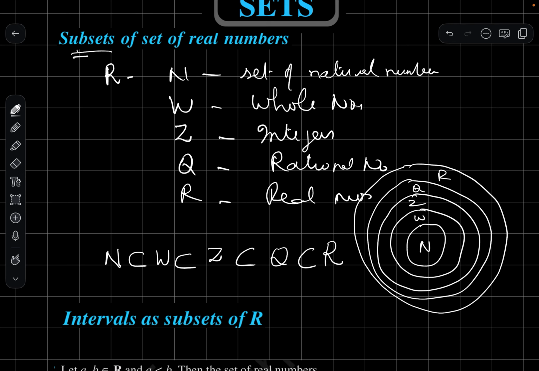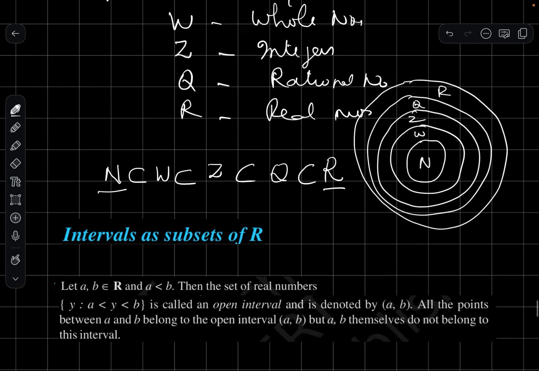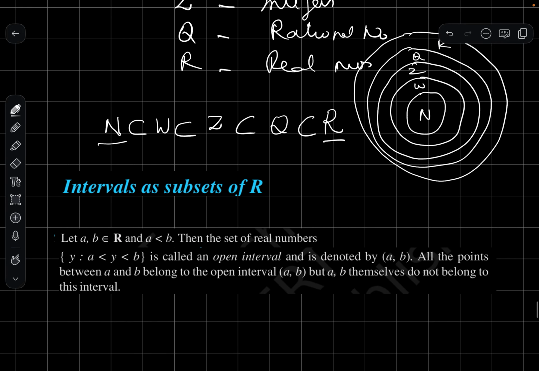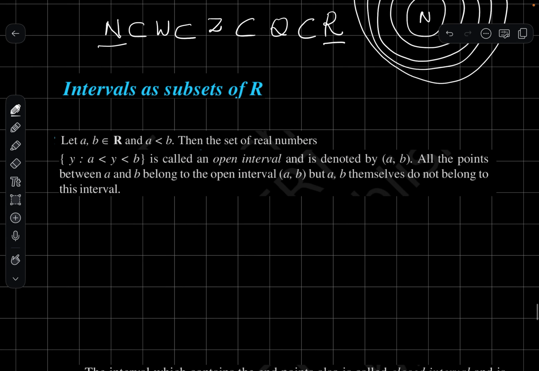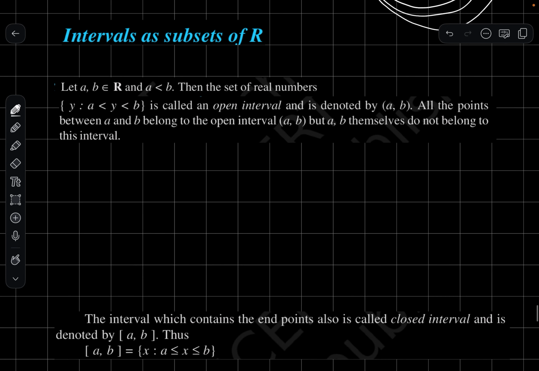Which is the biggest set? R is the biggest set. Which is the smallest set? Natural numbers, N is the smallest set. So these are the subsets as far as the real numbers are concerned. Now we will go into the next topic, intervals as subsets of R.